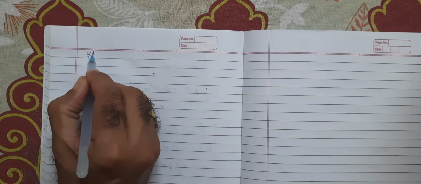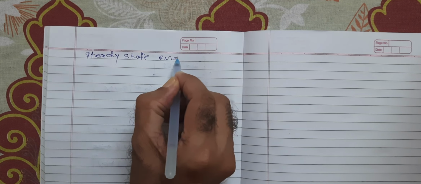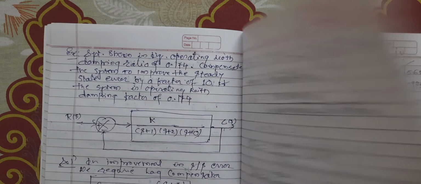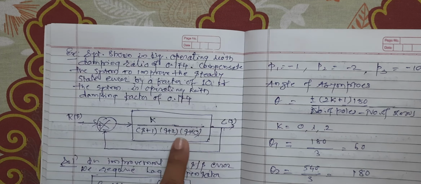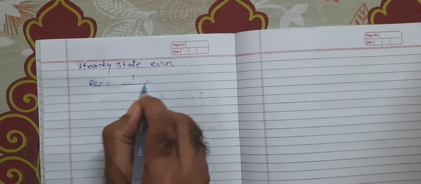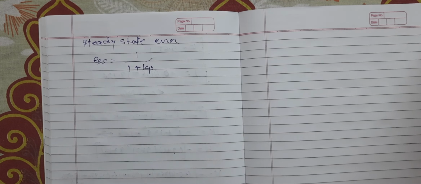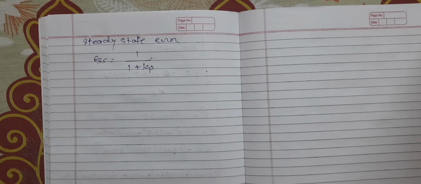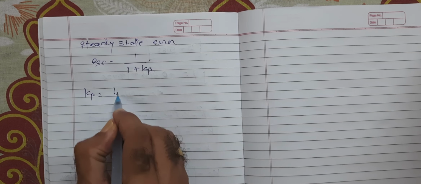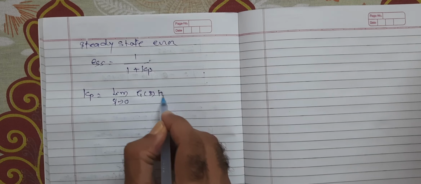Steady state error. Here the system is a type 0 system, so we have the position error. So ESS is equal to 1 over 1 plus Kp. This is the formula for the error if it is a type 0 system. Kp is equal to limit s tends to 0 of G of s into H of s.